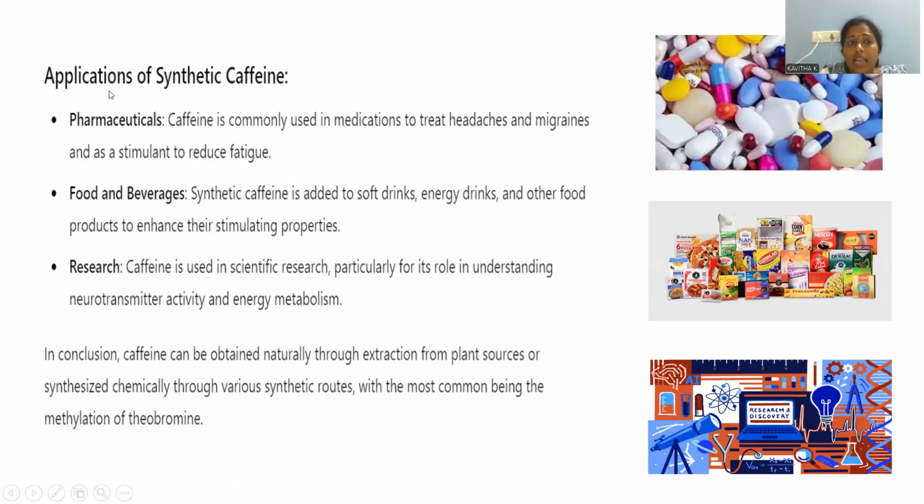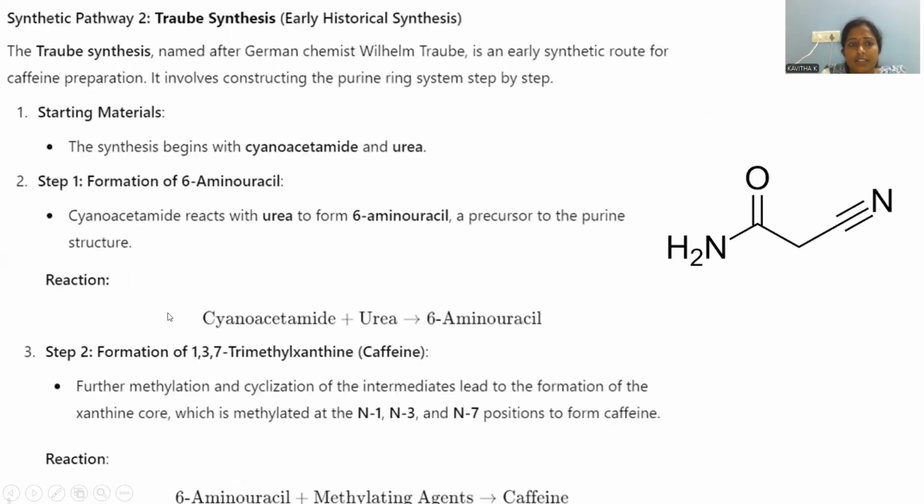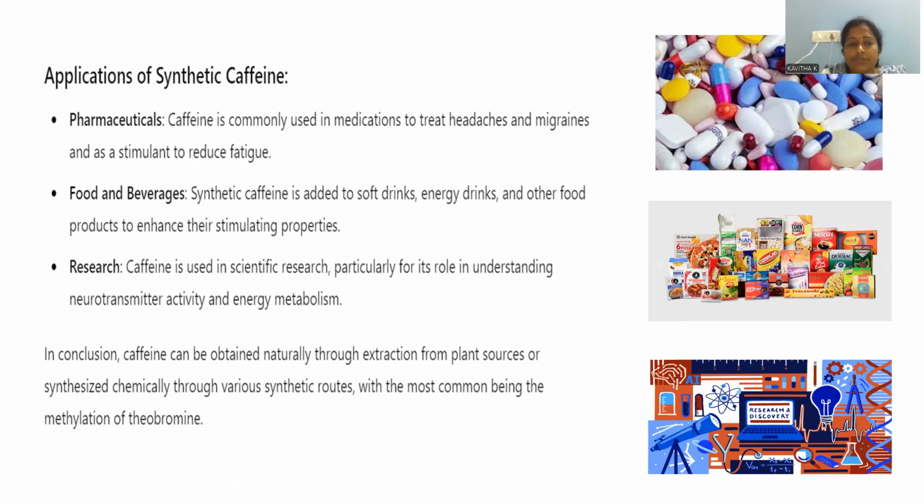Now we will go with the applications of synthetic caffeine, where we can apply it. Why are we synthesizing it in so many ways? Because we find applications there. Let's see what the applications of caffeine are. In pharmaceuticals, caffeine is commonly used in medication to treat headaches and migraines. Already we are aware that daily consuming coffee or tea gives relaxedness. That is because of its stimulation of the brain, stimulation of the central nervous system. So whenever caffeine is added to medicine, headaches, migraines and fatigue conditions will be mitigated.